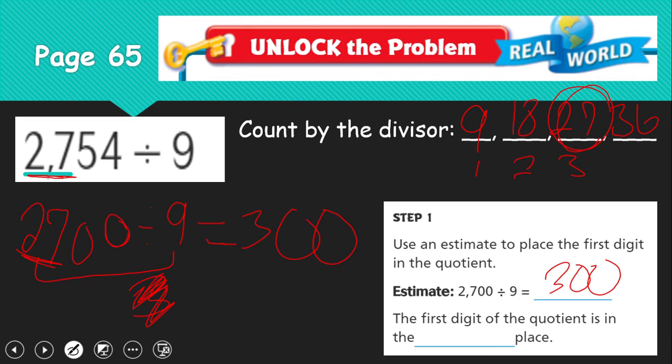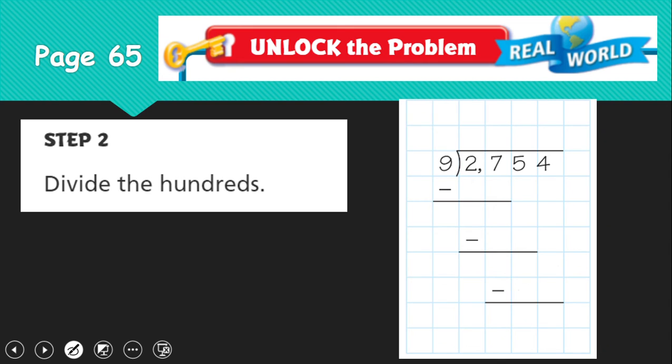So we know that we are going to start in the what place value? Hundreds place value, not the thousands. So we need to make sure when we do the standard algorithm that we place our first quotient, or our first number, in the hundreds place. All right, so we're going to go ahead and divide by the hundreds.